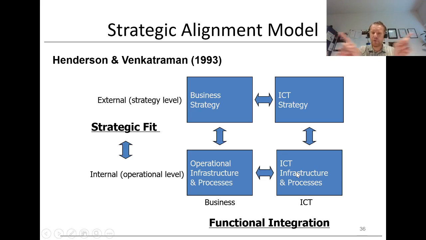But we also have horizontal fits or horizontal alignments, which is what we call functional integration. Ideally, all of it should be integrated. One thing that Henderson and Venkatraman added in this model is ICT strategy. So that's very novel when we compare it to the previous model, Porter's model, and the value chain model. So let's elaborate a bit further.